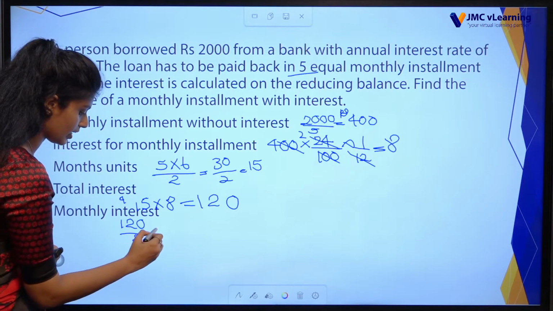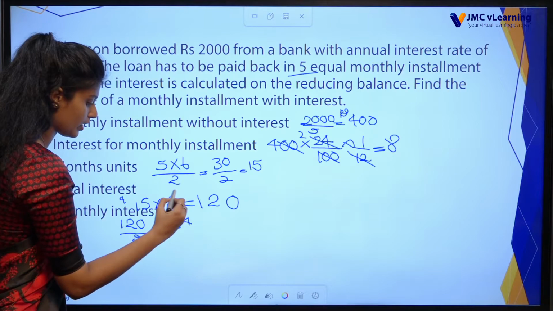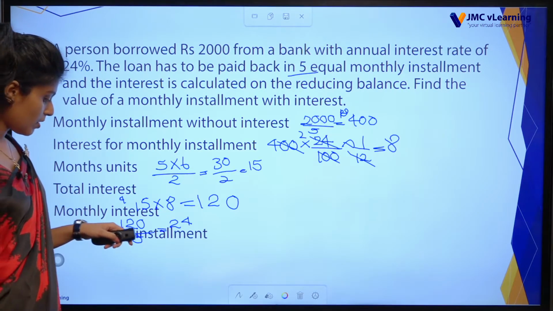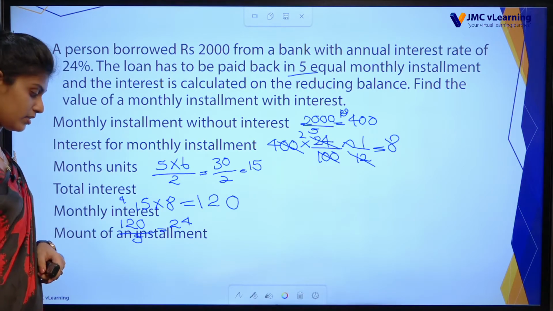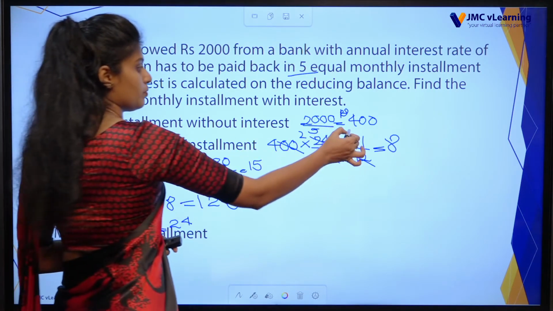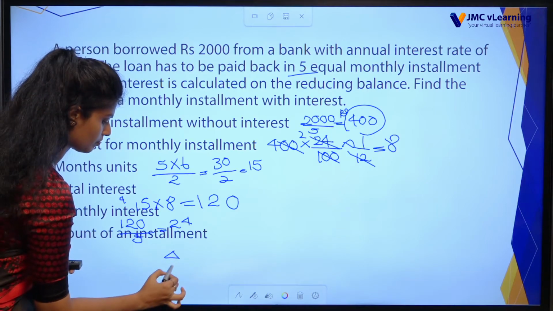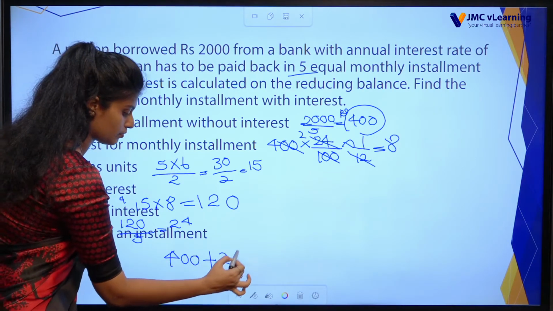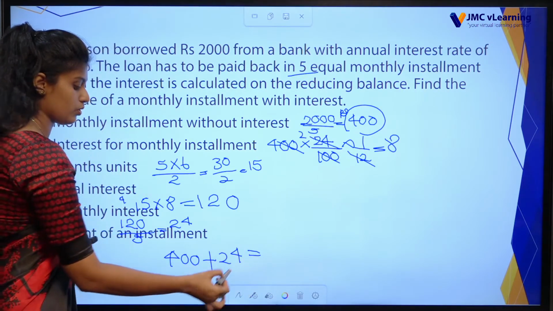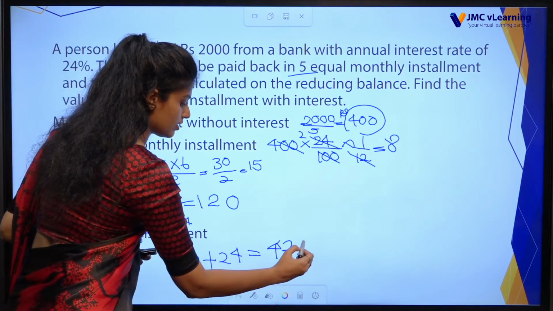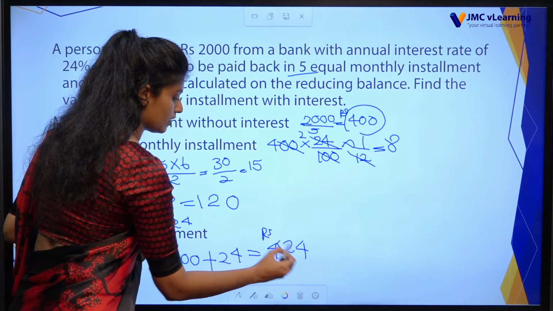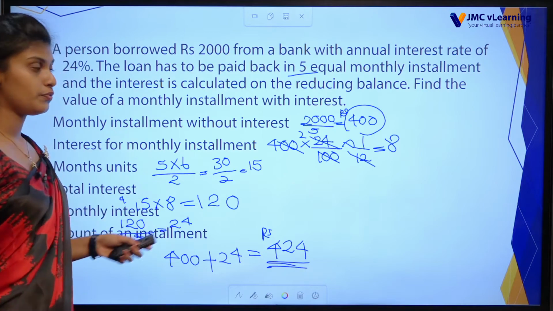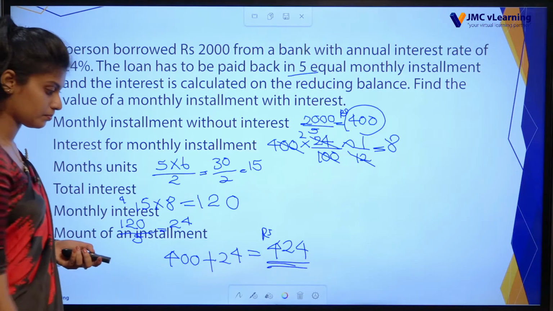120 divided by 5 is equal to 24 rupees. The amount of an installment is first this one, and the monthly interest is 24. When you add these two, the answer is 424 rupees. This is another easiest method to find this type of sums.